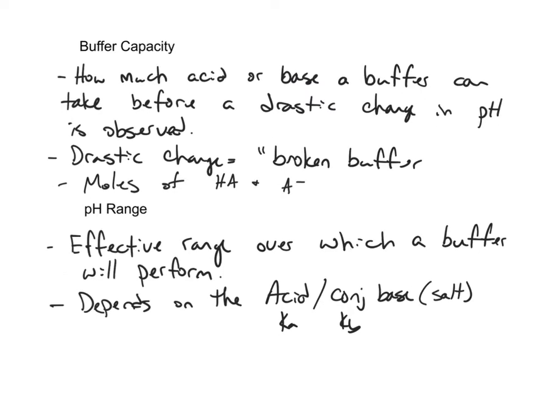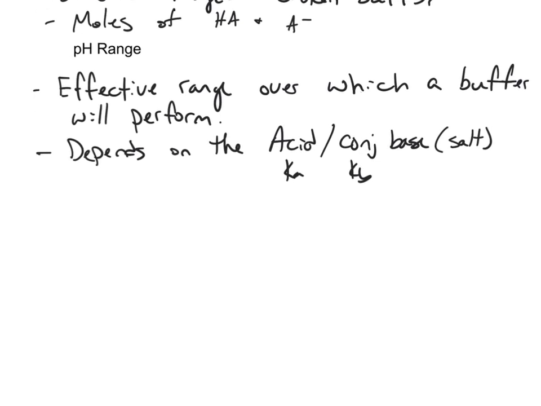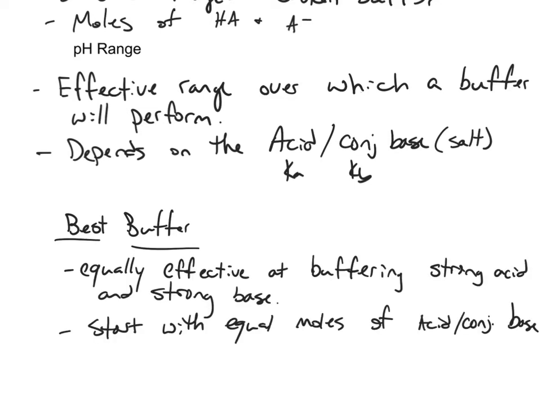And the final thing I want to talk about when it comes to buffers is something referred to as the best buffer. And the best buffer is, once again, subjective to the buffer that you create. But the best buffer is one that is equally effective on strong acids and strong bases. And what that means is that when you create it, you want to have equal moles of acid and conjugate base in your buffer. So in the lab, part of the pre-lab asks you, what would the best buffer be for the buffer that you're trying to create?